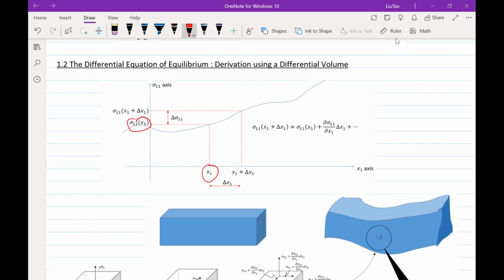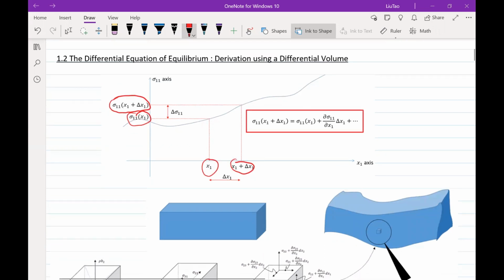And if we have a tiny increment of delta x1 at this particular point, x1 plus delta x1, we will get sigma x1 plus delta x1. Knowing the stress sigma is differentiable, we can use the stress at point x1 to express the stress sigma 1,1 at point x1 plus delta x1 using Taylor expansion. So sigma 1,1 at x1 plus delta x1 is equal to sigma 1,1 at x1 plus partial sigma 1,1 over partial x1 times delta x1 plus other terms. Since delta x1 is very small, the other terms will have limited effect in this situation, so we can ignore them here.